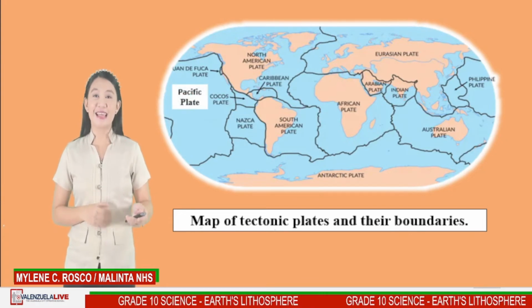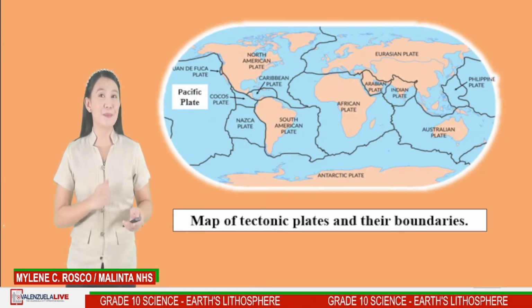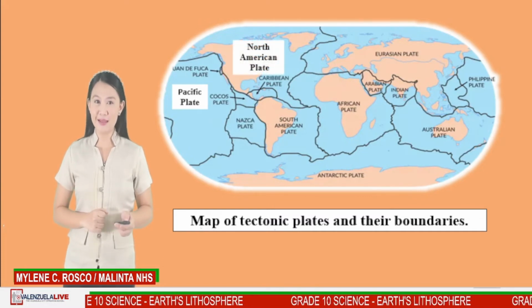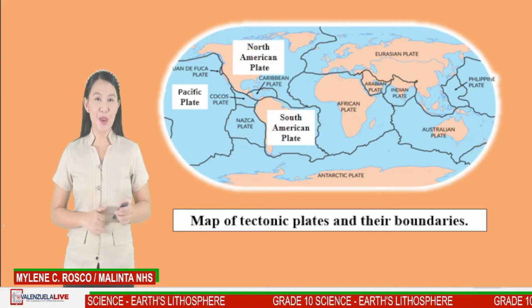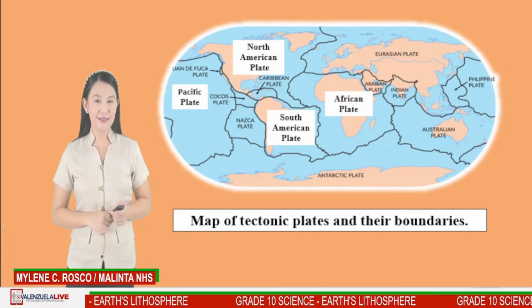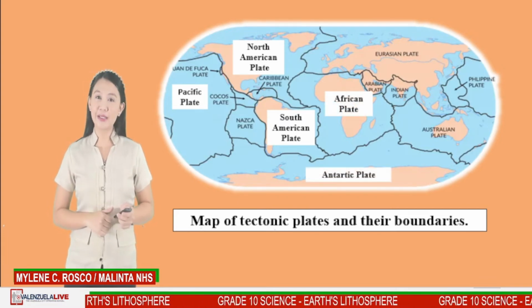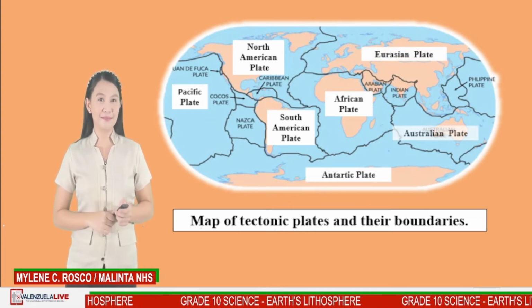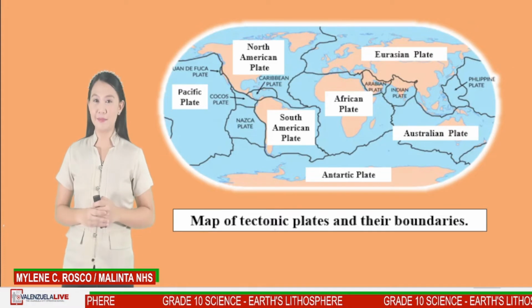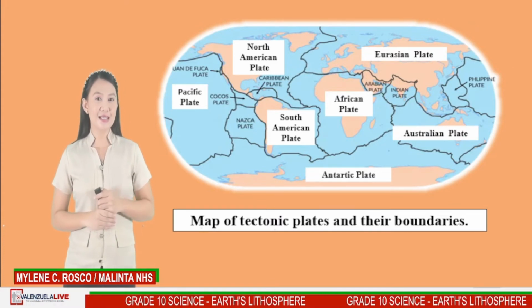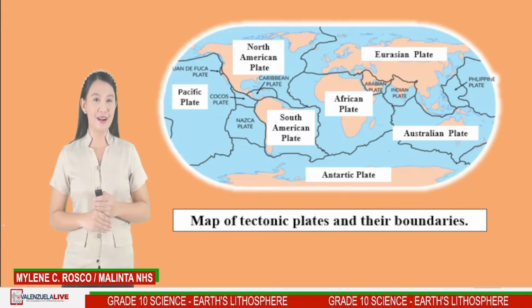Very good. The 7 major plates are the Pacific Plate, North American Plate, South American Plate, African Plate, Antarctic Plate, Eurasian Plate, and Australian Plate. Nice job, grade 10. Now let's discuss the types of lithospheric crust.